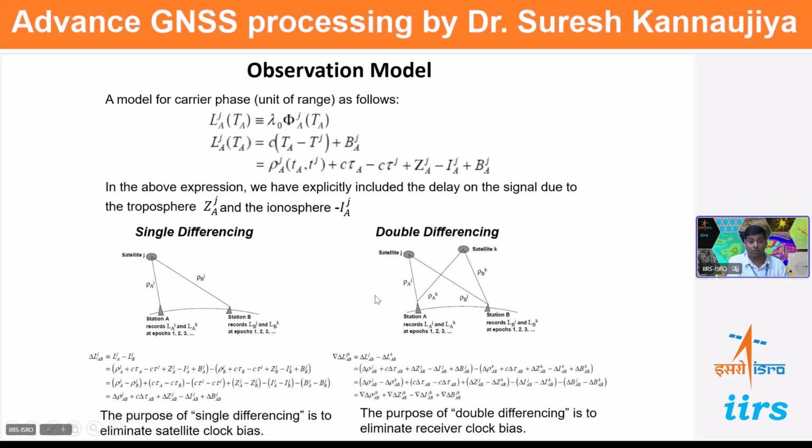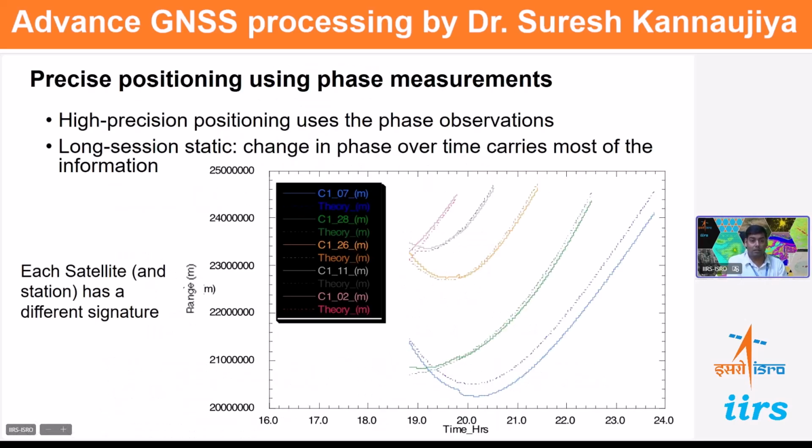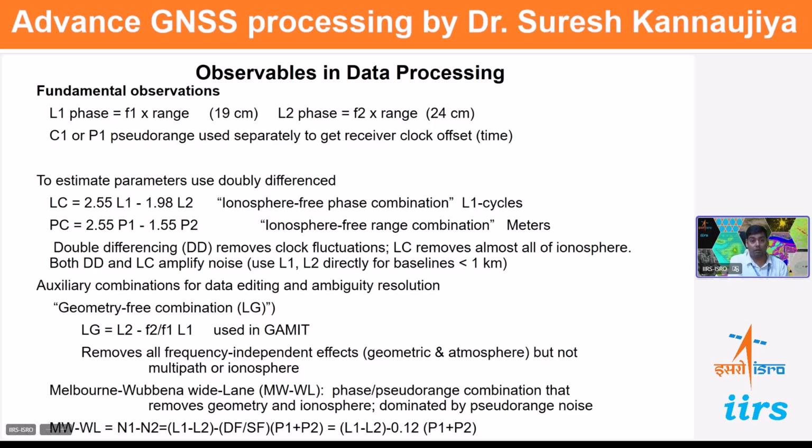So this is the architecture of single differencing and double differencing. In single differencing, we use a single satellite and two ground stations. But in double differencing, we use two satellites as well as two ground stations. And this is the modeled and real-time estimate of the PRN frequency information. So you can see how accurate it is, with very little deviation. This is provided by MIT, USA. This information is the observable in data processing.